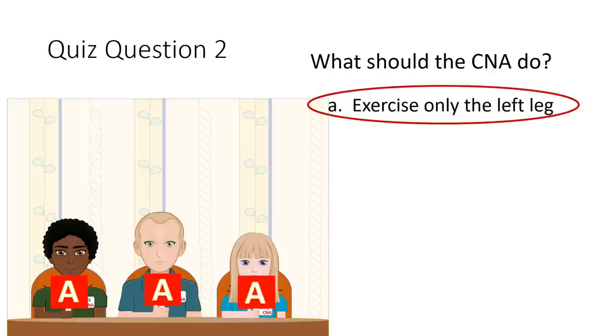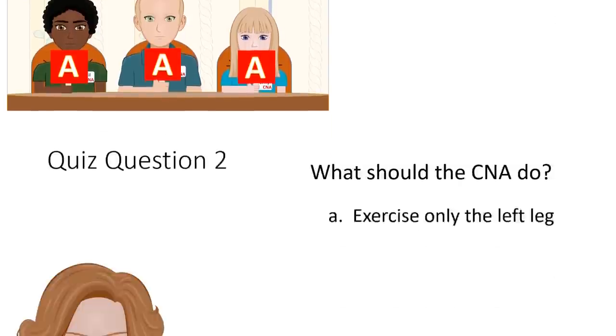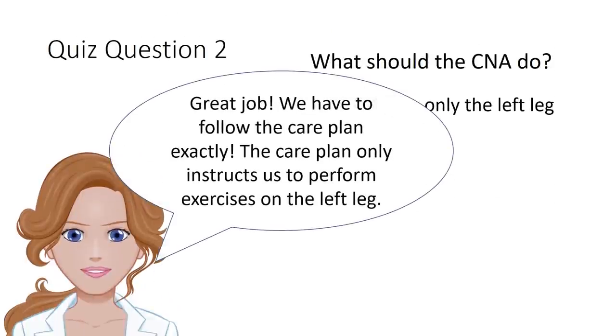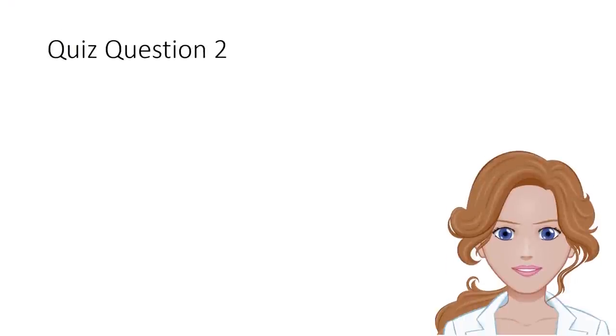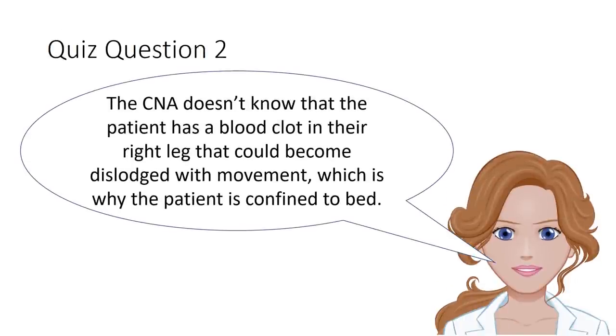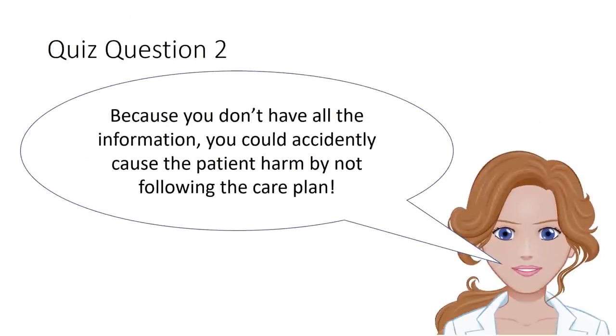Correct. A is the correct answer. Great job. We have to follow the care plan exactly. The care plan only instructs us to perform exercises on the left leg. The CNA doesn't know that the patient has a blood clot in their right leg, which could become dislodged with movement, which is why the patient is confined to bed. Because you don't have all the information, you could accidentally cause the patient harm by not following the care plan. Always follow the care plan.